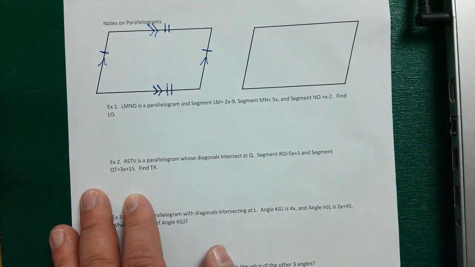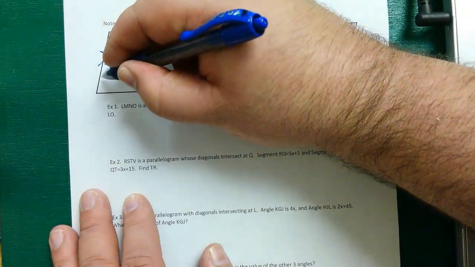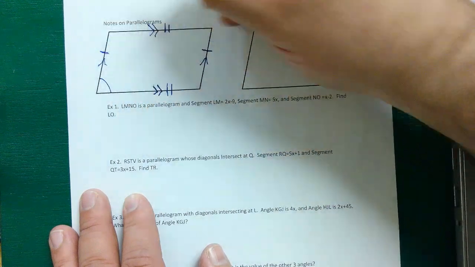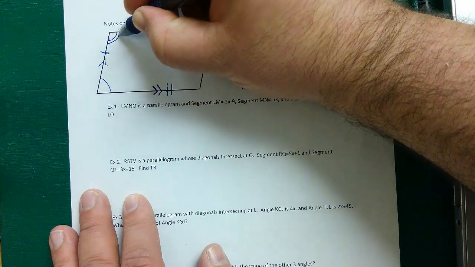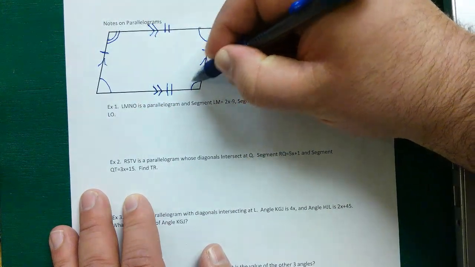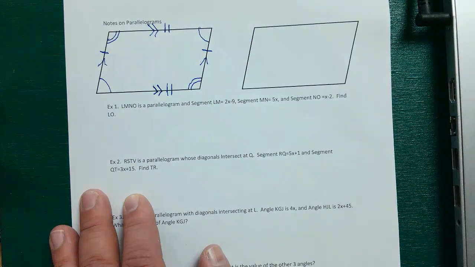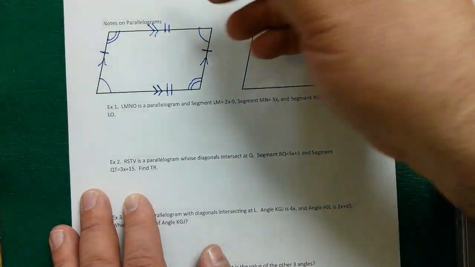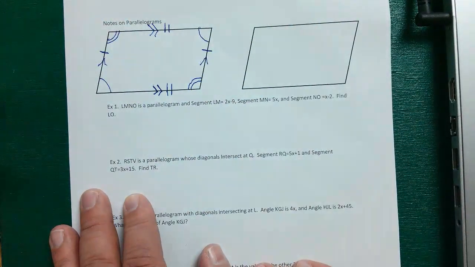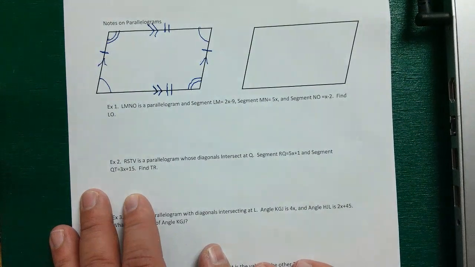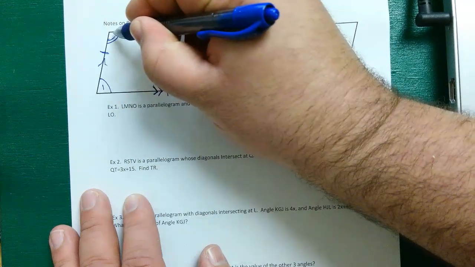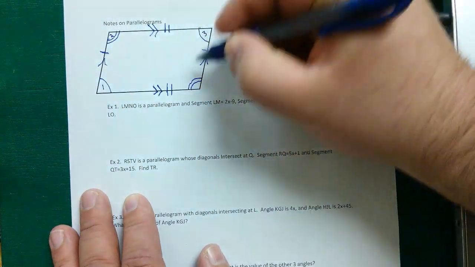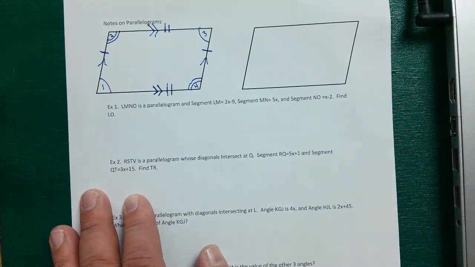All right, here's something else. This angle has to be the same as this angle, and this angle has to always be the same as this angle. And there's one more thing that always happens with a parallelogram. To do this, we're going to have to take some notes. Number the angles 1, 2, 3, and 4. Okay, you ready?